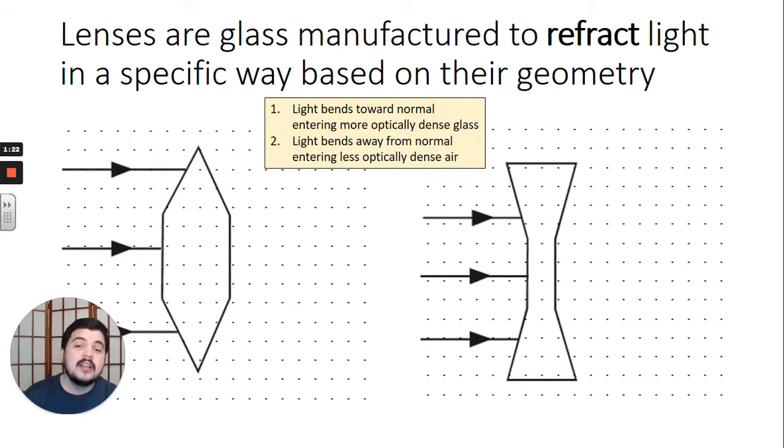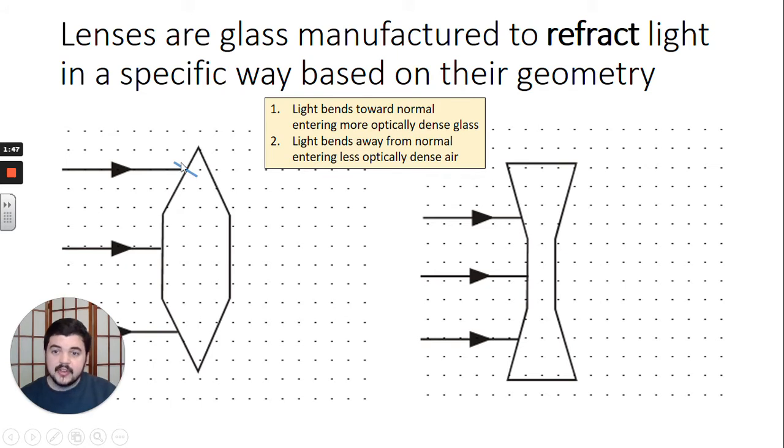Some reminders. Light bends toward the normal when it enters more optically dense glass, so a higher index of refraction, and light bends away from the normal when entering a less optically dense material such as air. So let's look at the lens geometry on the left. What might this geometry do to incoming parallel light rays?